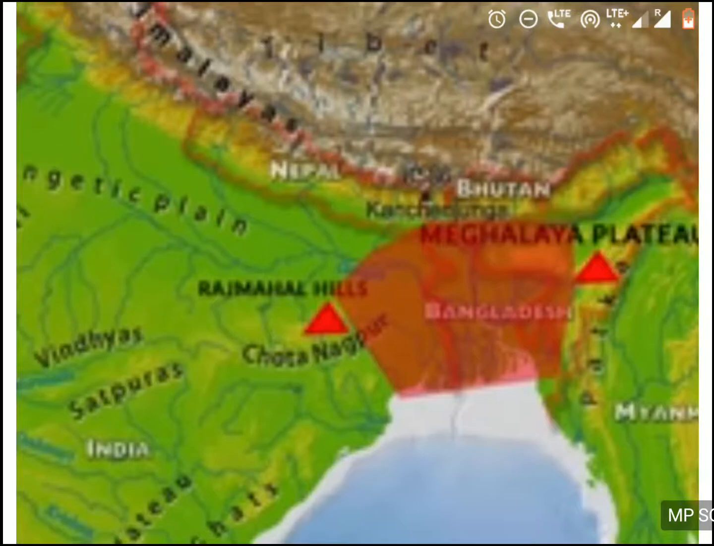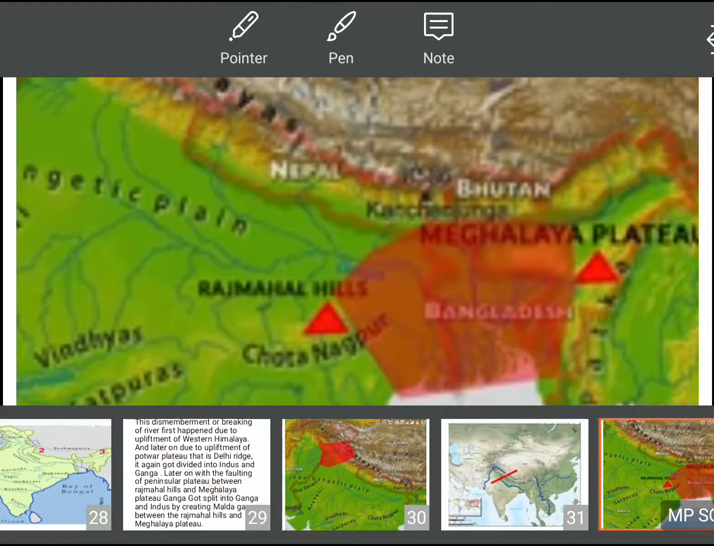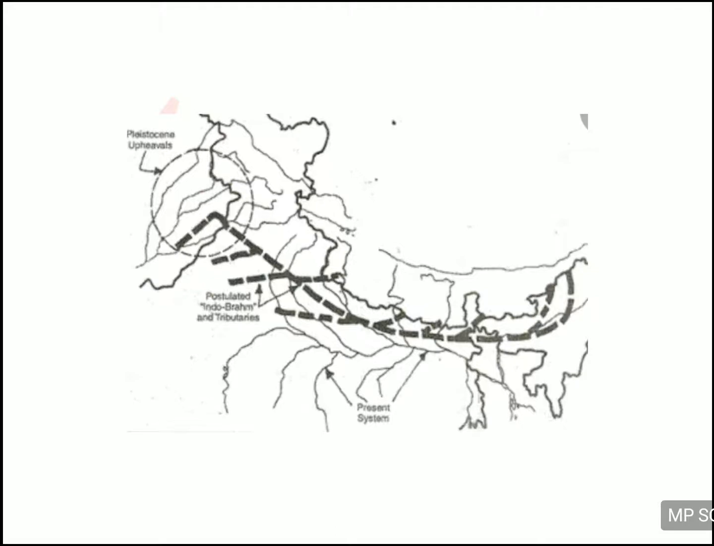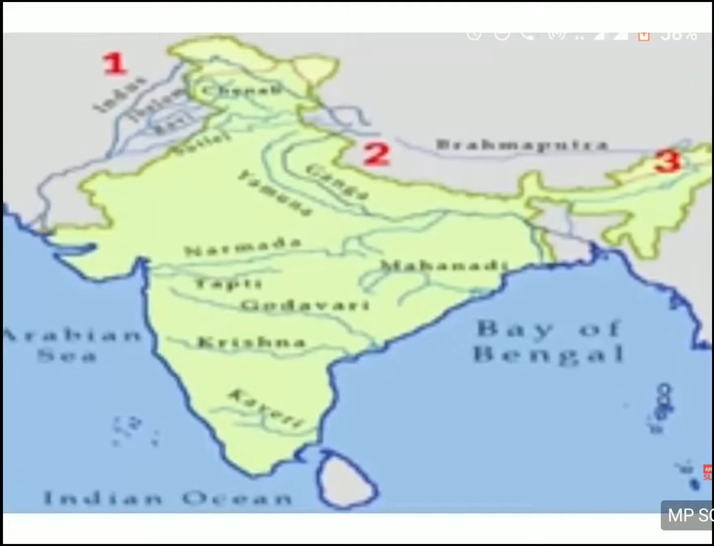And then again faulting took place in the eastern side of India, and that river was divided into 2 parts: one is Ganga and another one is Brahmaputra. So in this way, the long river which used to flow earlier was broken into 3 parts, that is Indus, Ganga and Brahmaputra. This way the 3 rivers came into existence.